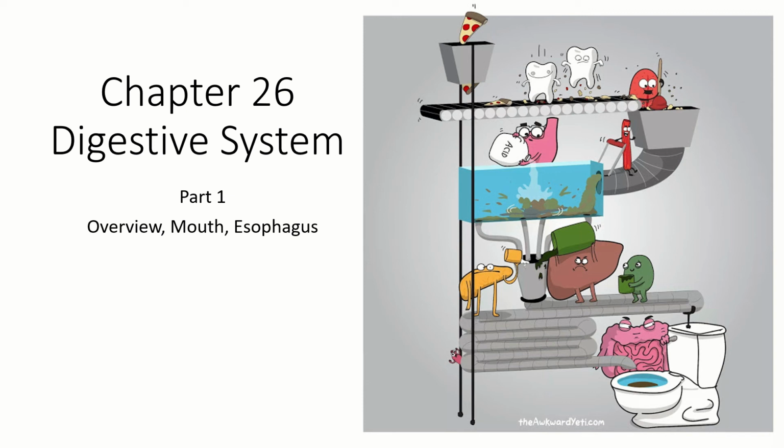Hey everybody, today we're going to start talking about the digestive system, shown here perfectly, anatomically correctly, in a cartoon by the Awkward Yeti. So we're going to work our way through this digestive system, starting first with an overview of the functions and the basic anatomy, and then we're going to get into each part of it and the gross and histologic anatomy of each part of it.